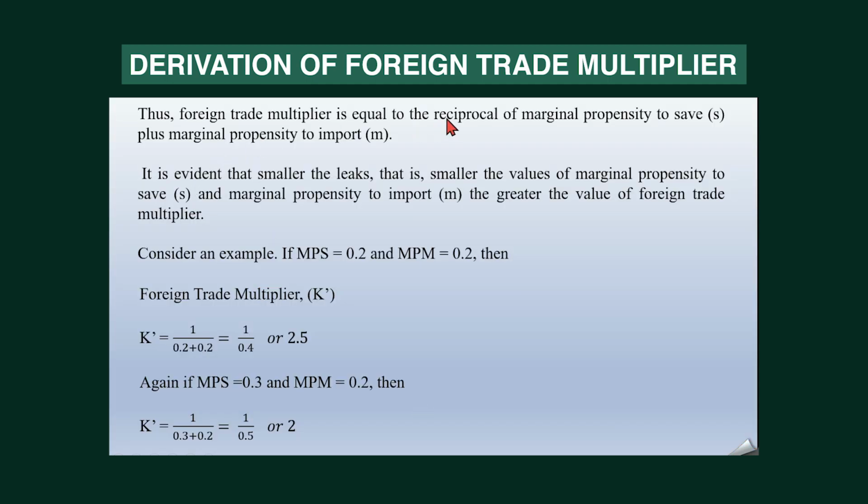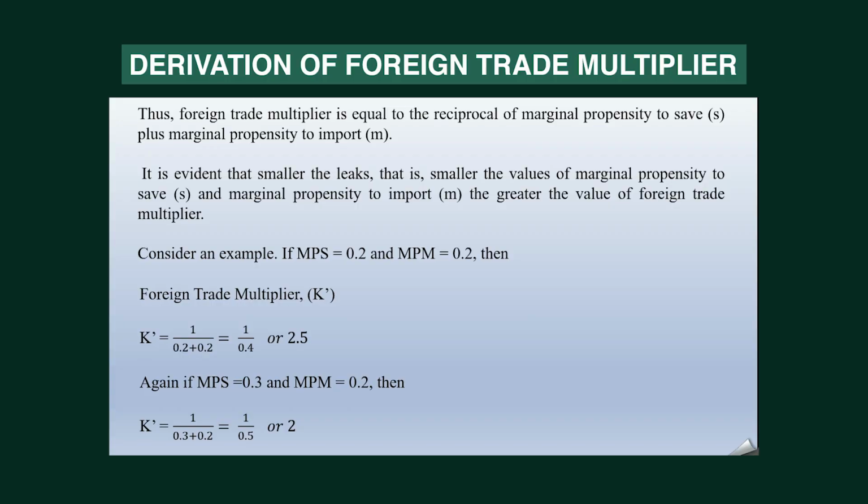Now, this foreign trade multiplier is showing a reciprocal effect to marginal propensity to save and marginal propensity to import. And as I discussed earlier, these both are leakages in the economy. The higher their value, the lower will be the foreign trade multiplier, because lower demand is created in the domestic market. We can have one particular example.